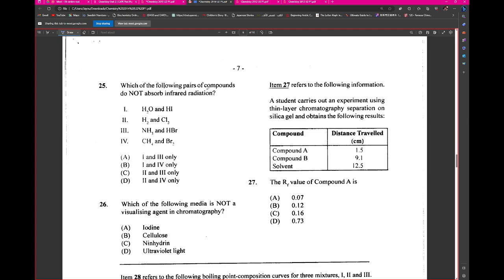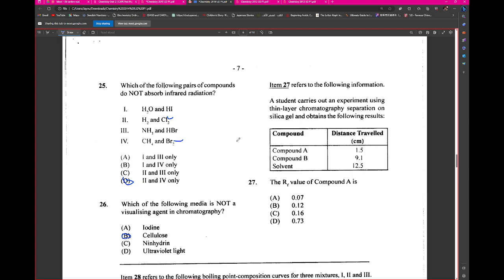All right, let's see what's happening here. Which of the following pairs of compounds do not absorb infrared radiation? I think 2 and 4. All right, D. Which of the following media is not a visualizing agent in chromatography? Cellulose. You sure? Hydrogen is used for amino, I think. Iodine, starch, UV. Yeah, cellulose.